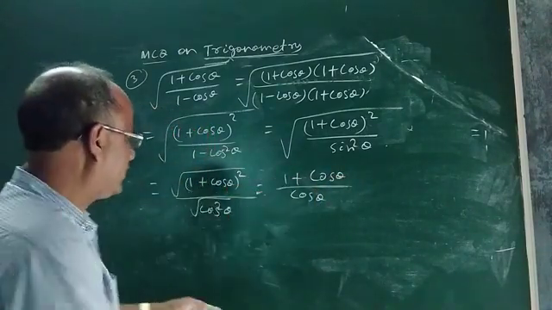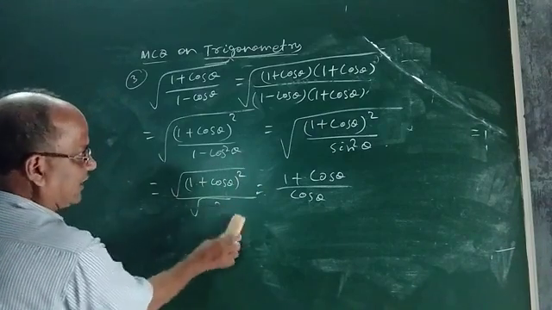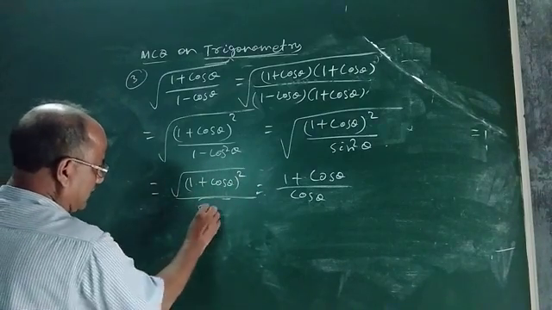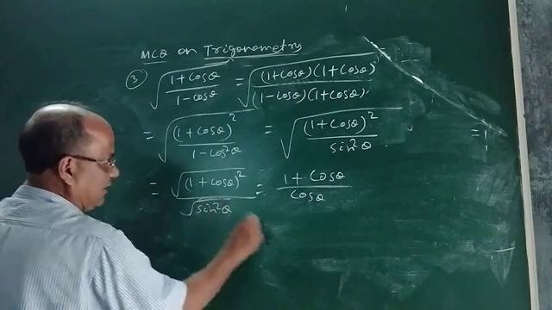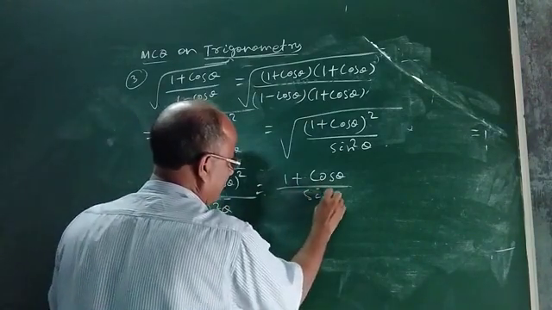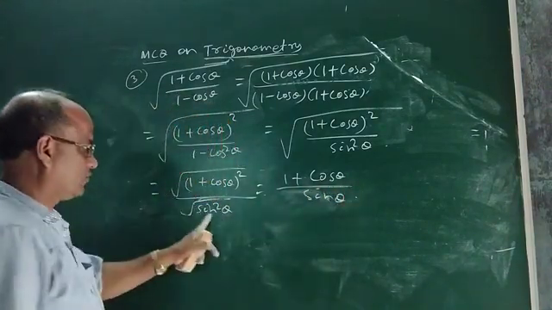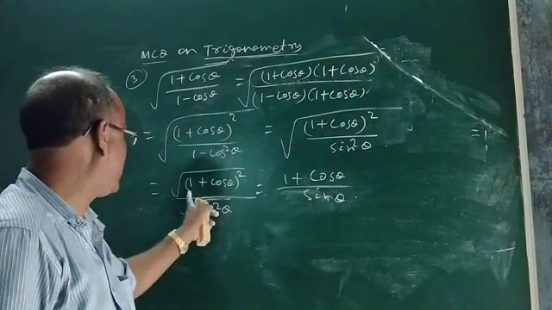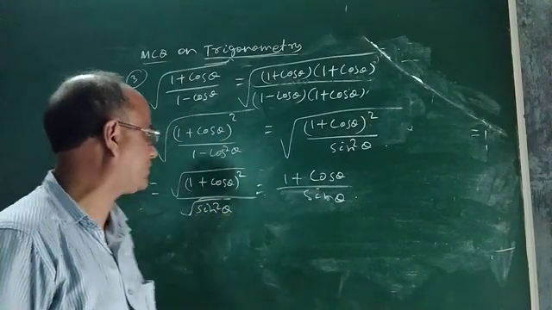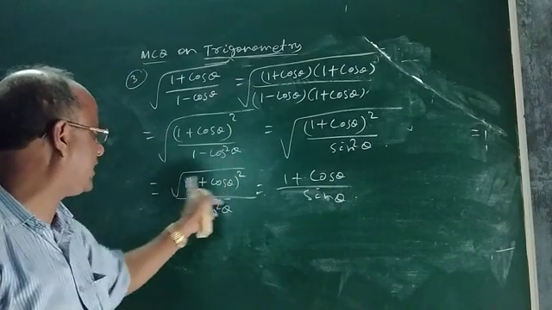Oh, sorry, it is sin square theta, not cos square theta. It is square root of sin square theta. So this will be sin theta. You see, square root of sin square theta is sin theta. Square root of 1 plus cos theta whole square is 1 plus cos theta, cancelling your square and root.